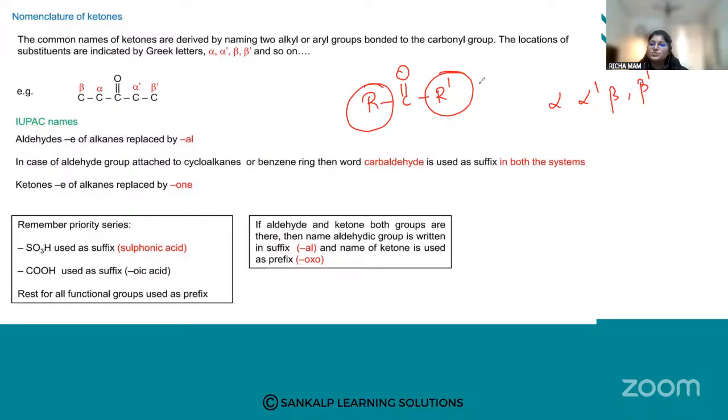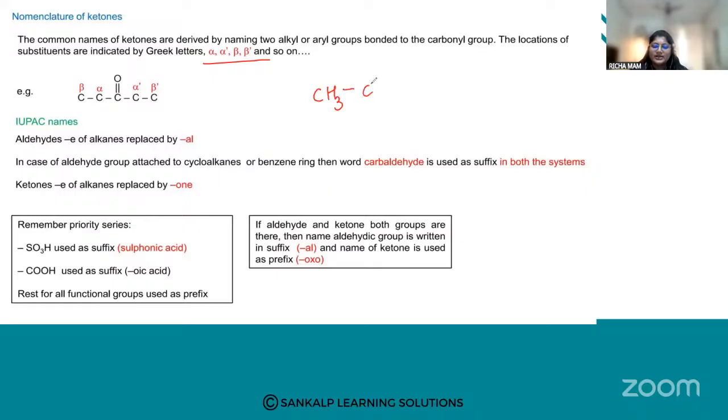Because there are two sides, one side will be alpha and the other side will be alpha dash. Beta on this side will be beta dash, and so on. So first you have to name the two alkyl or aryl groups bonded to the carbonyl group, and give the location based on this. Let me give you an example.